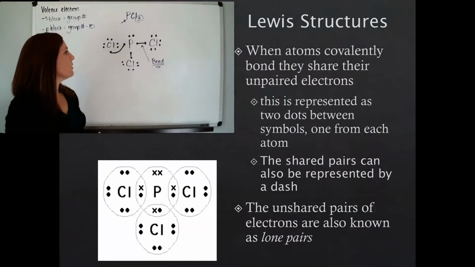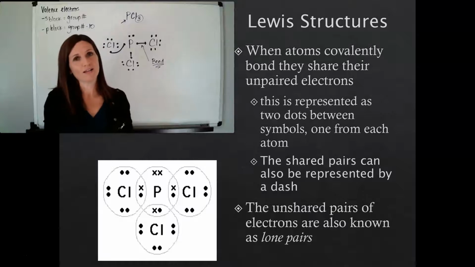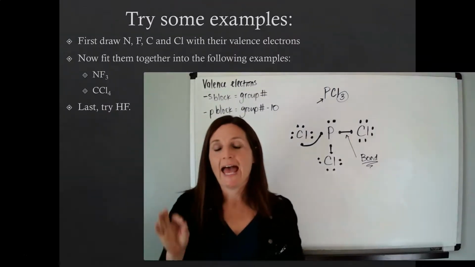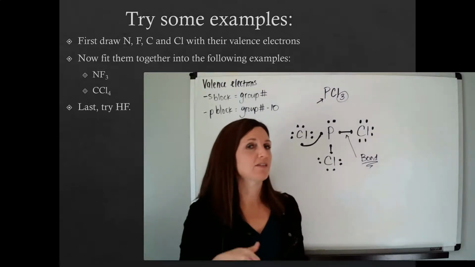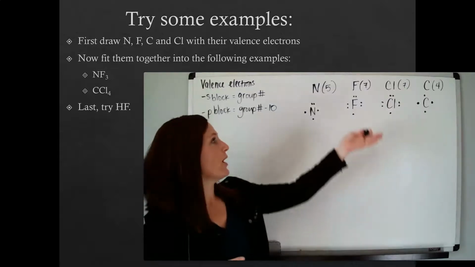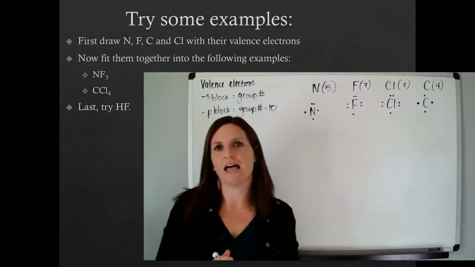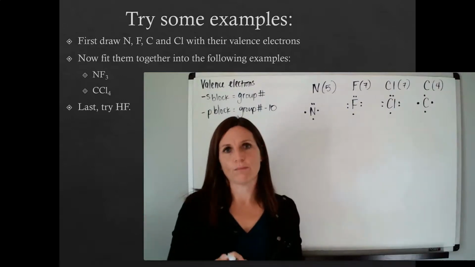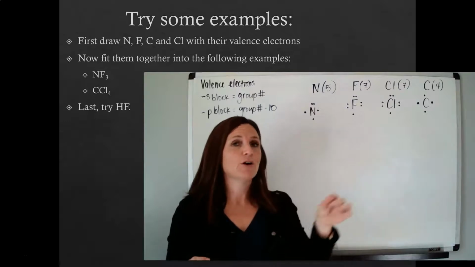So this is how we would draw PCl3, and now we're going to try practicing to draw a few other ones together. So first, I'd like you guys to start by drawing N, F, C, and Cl with the appropriate valence electrons around them. Okay, so I started with the individual puzzle pieces up here, N, F, Cl, and C. So now it's pretty easy to start fitting them together to form molecules. So the first one we're going to look at is NF3.